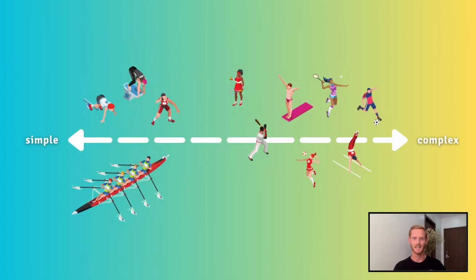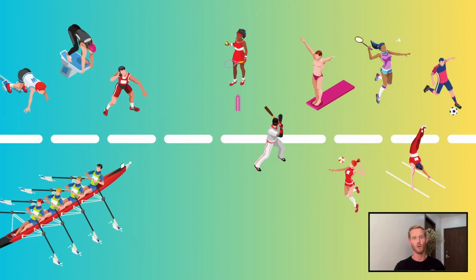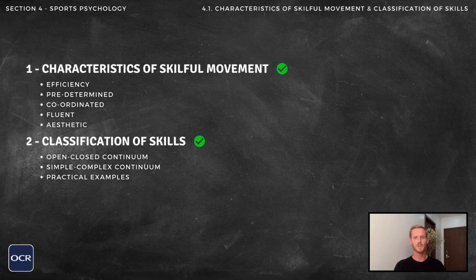Serving in tennis is placed somewhere in the middle of the simple-complex continuum, as it's performed similarly each time, but some decisions like where to direct the serve, how much spin to apply, and how hard to hit it still need to be made. Well done, you've just covered absolutely everything you need to know on topic 4.1, characteristics of skillful movement and classification of skills.